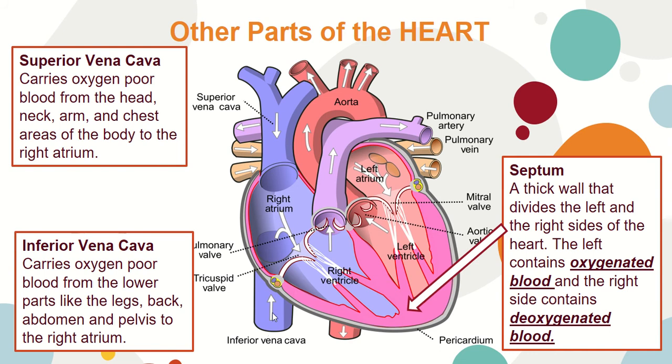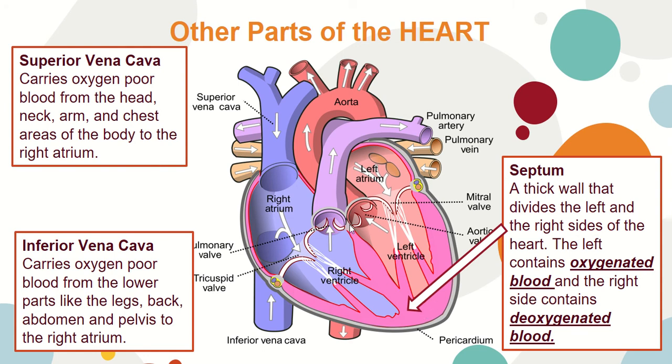Now, when we say inferior vena cava, it carries oxygen-poor blood also, or deoxygenated blood. This is the blood from the lower part of our body, like legs, back, abdomen, and pelvis, and it also meets at the right atrium. So, there it goes. Next, we have what we call the septum.